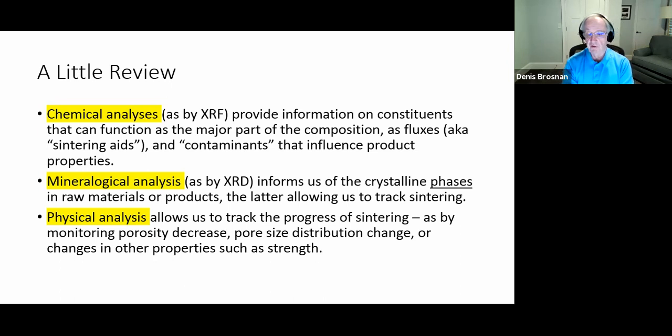Pore sizes change in average diameter during firing. Smaller pores tend to get bigger, and sometimes bigger pores tend to decrease in size due to shrinkage of the body. In addition, these physical changes also result in strength increase and changes in other properties. So there's a lot going on, and we covered that last time because we're going to need to know it as we go forward.